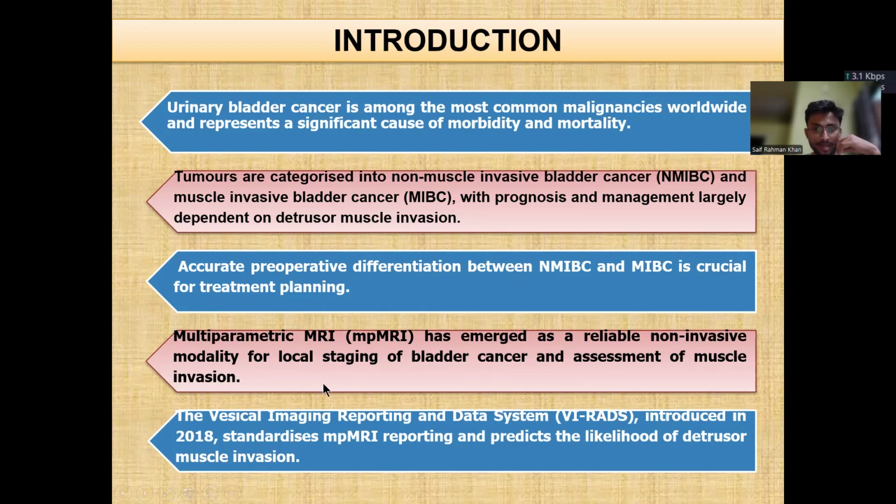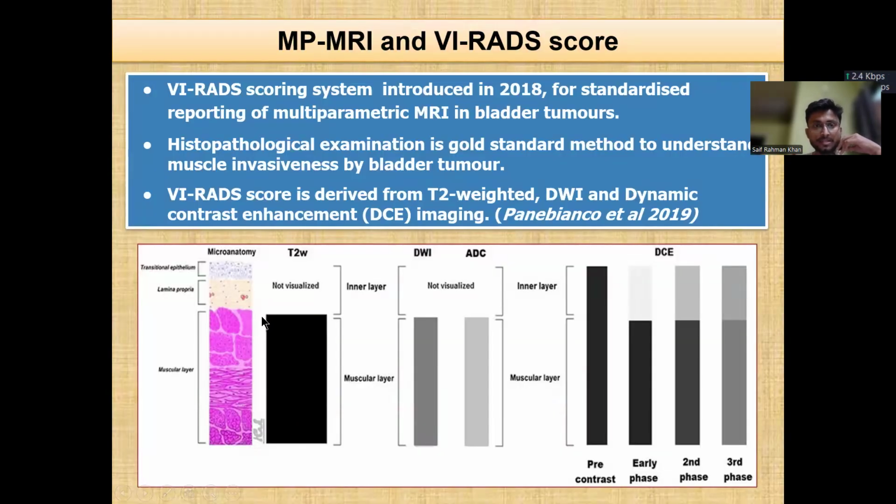MP-MRI has emerged as a reliable non-invasive modality for the staging of bladder cancer and assessment of muscle invasion. The VI-RADS scoring system was introduced in 2018 for standardized reporting of MP-MRI in bladder tumors. HPE examination remains the gold standard to assess muscle invasiveness. VI-RADS score is derived from T2 weighted imaging, DWI, and dynamic contrast enhanced imaging.